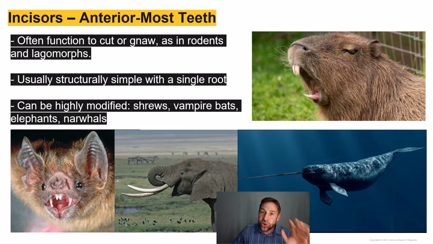That said, like so many structures in nature, incisors can be highly modified to do specialized tasks. So consider the incisors of the vampire bat, which are adapted for piercing flesh so that it can lap up the blood. Those are incisors of elephants, which are used for digging as well as stripping bark off of trees. And then lastly, the incisor here on the narwhal, which is most likely used to attract mates and to compete with rivals in sexual selection.